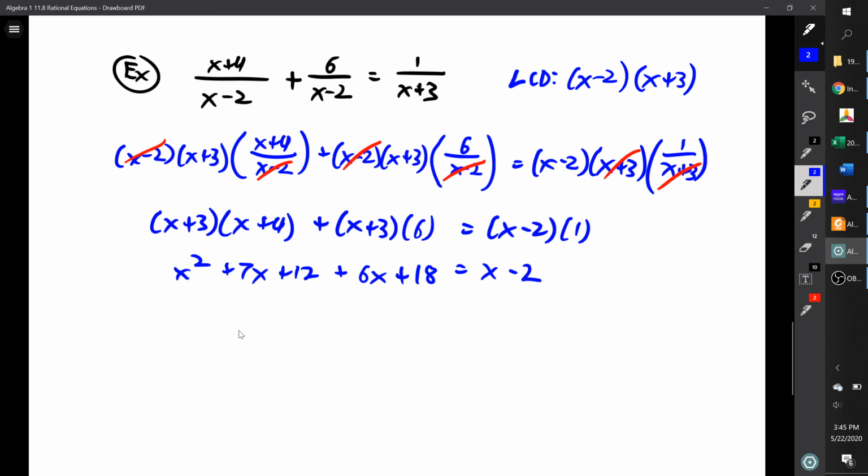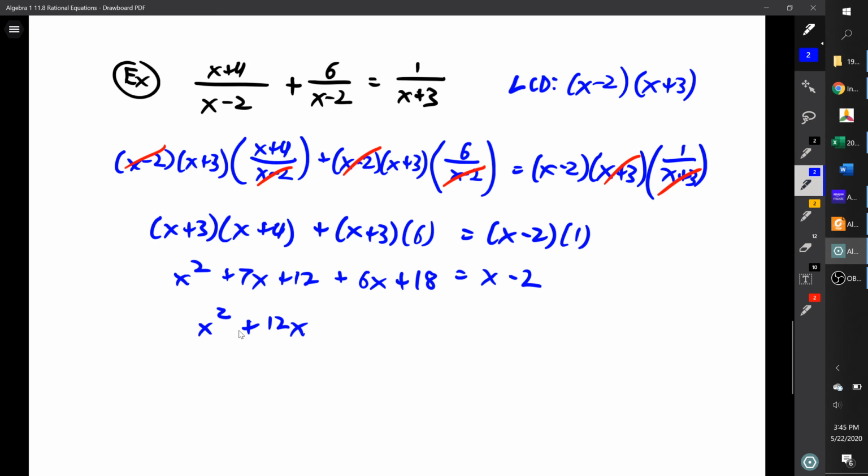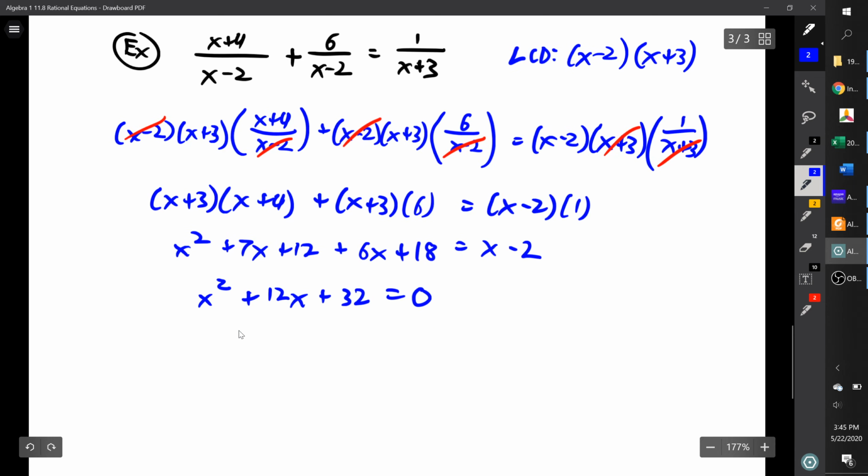I'm going to want to end up with an equals 0. I have just the x squared term. Then I have 7x plus 6x. That's 13x, but I need to subtract an x, so 12x, so plus 12x. And then what do I have? I have 12 plus 18. That's 30. I need to add 2 more. That's 32 equals 0. Okay, let's see if it can factor.